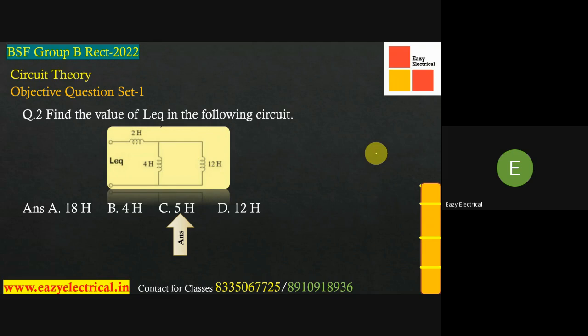See, the answer has already come up, that is 5 Henry, but we will not believe this answer. We do not have to think about whatever answer is coming, but we have to calculate from this circuit itself. So all of you just calculate what the actual value is, whether 5 Henry is actually coming or not. If you do not know the process of how to calculate this, I'll help you. Just first check whether it is coming to 5 Henry or not.